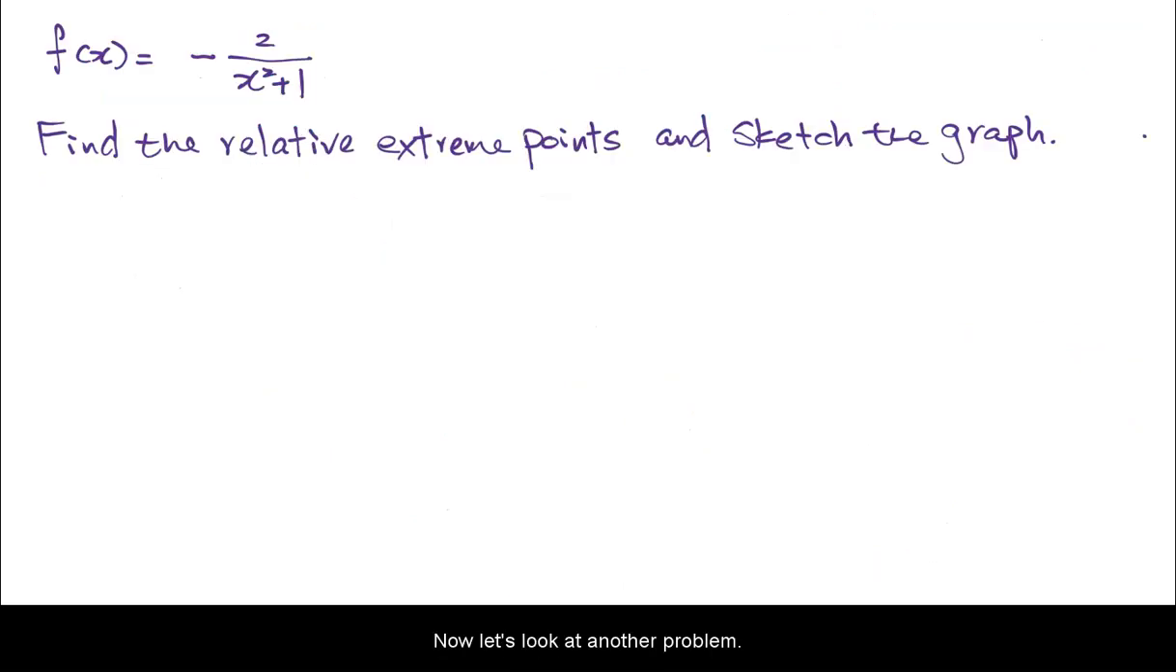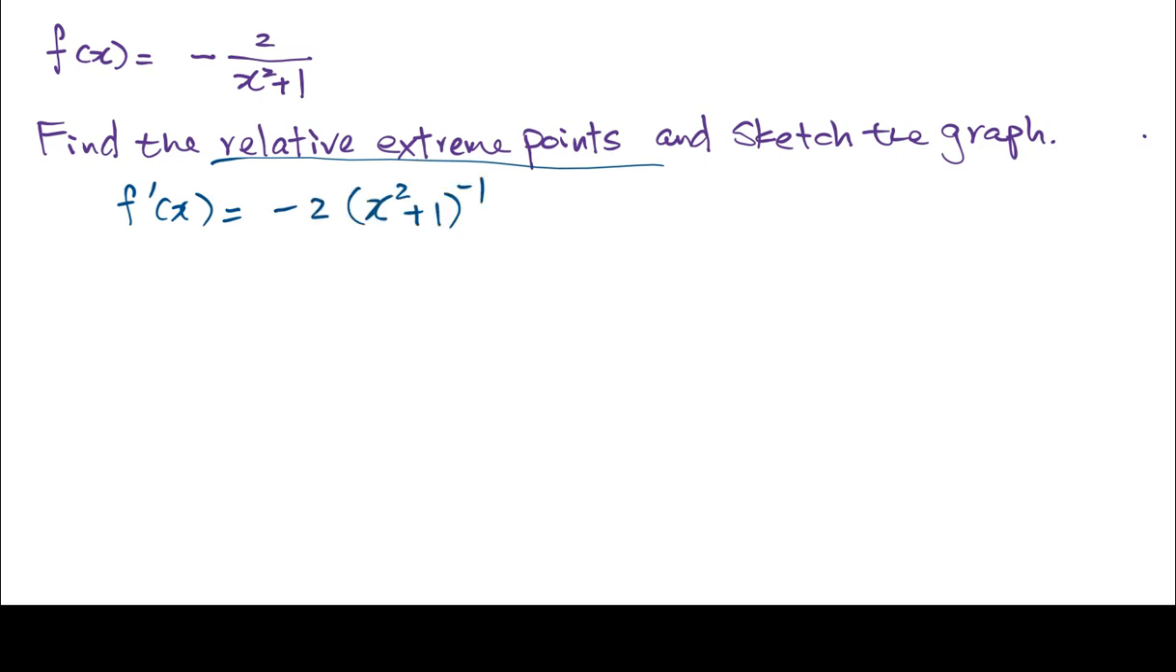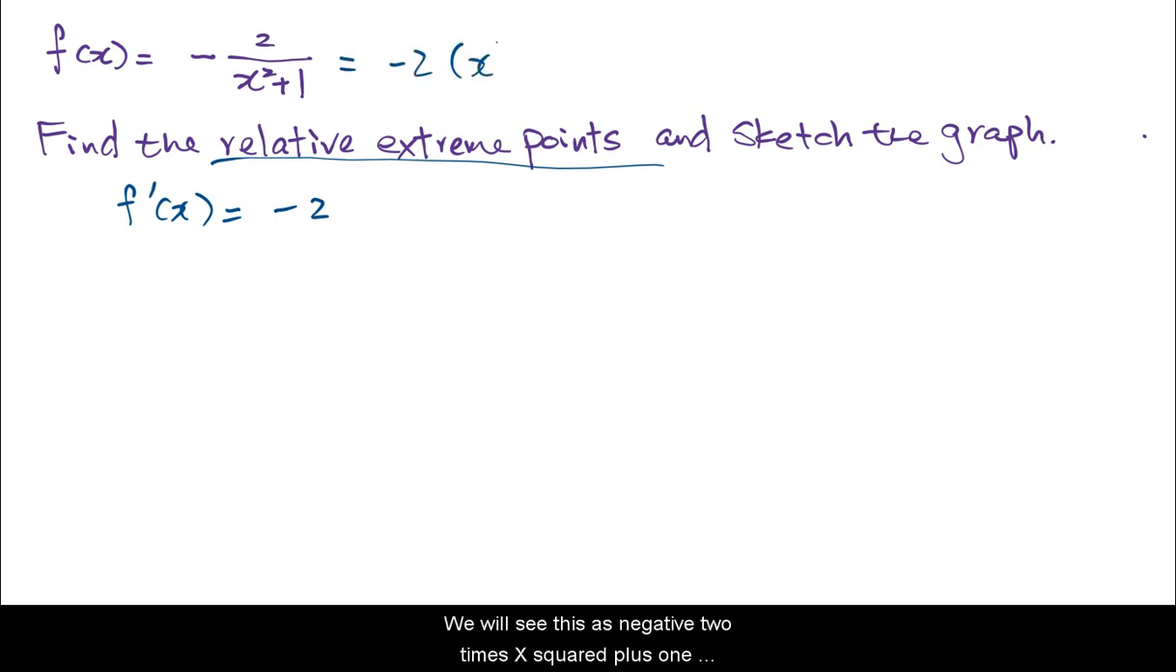Now let's look at another problem. f of x equals negative 2 over x squared plus 1. Find the relative extreme points and sketch the graph. To find the relative extreme points, we need to know what f prime of x is, so we'll find that first. We will see this as negative 2 times x squared plus 1 to the negative 1.